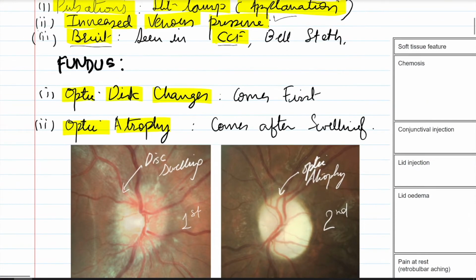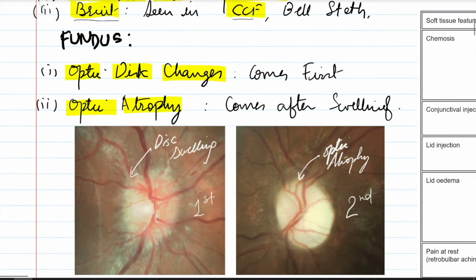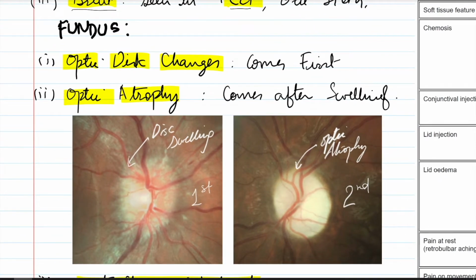What sort of changes would you be expecting to see in the fundus? I mean, we are talking about an increased pressure here sometimes, and that could lead to optic disc changes. So a disc swelling, which is fairly well characterized here in this diagram as the blurring of margins, is something that happens before you have an optic atrophy. So always remember, the optic atrophy comes secondary to a disc swelling.